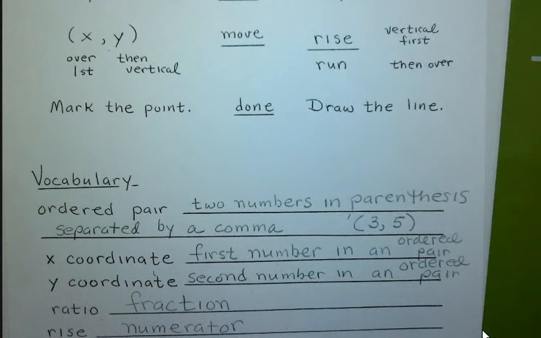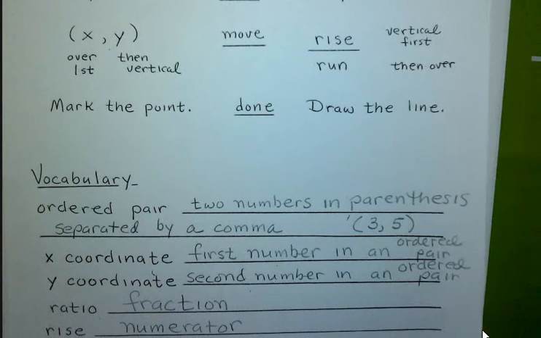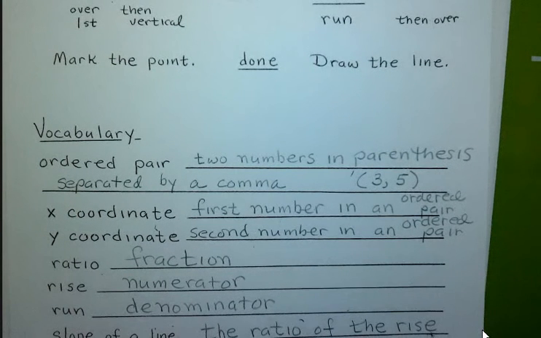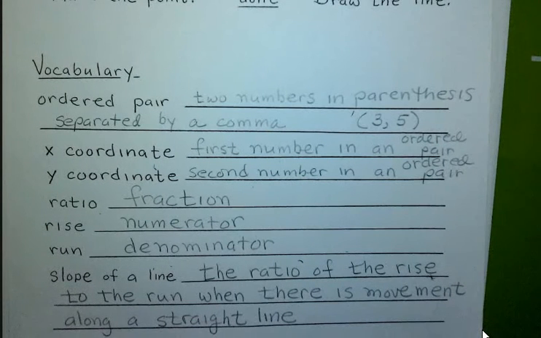A ratio is a fraction, and a fraction has a numerator and denominator, and so does a ratio. In our slope, when we're talking about slope, the numerator of the fraction will be the rise, the vertical movement, and the denominator will be the horizontal movement. And I will leave this in a good position so you can pause the video and make sure you get all of this on your own notes.